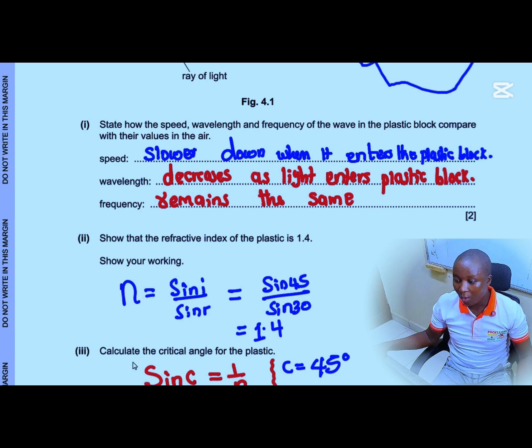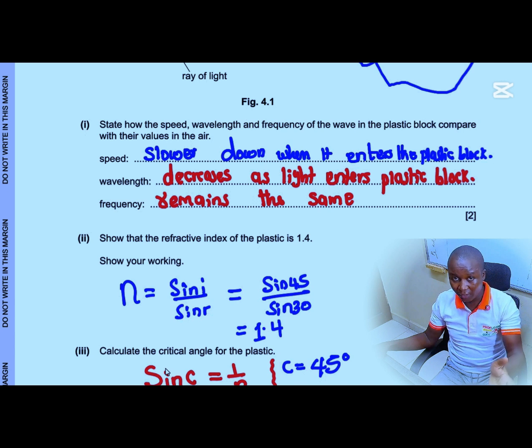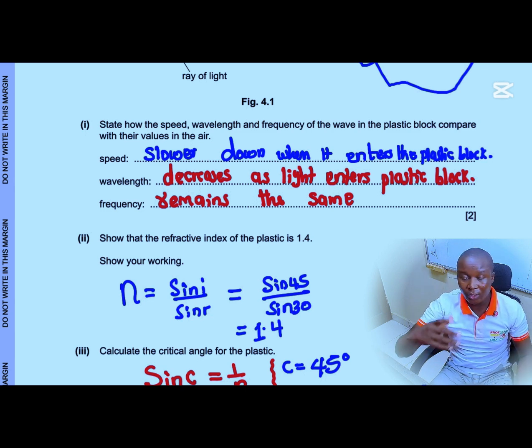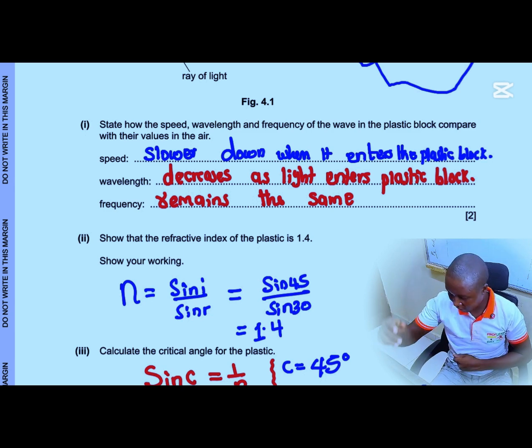so that we get our answer, 1.4. Now, to find the critical angle, remember the relation between the refractive index and the critical angle is that sin C equals 1 over the refractive index. And if you work it out, you are going to get an answer equivalent to 45 degrees.